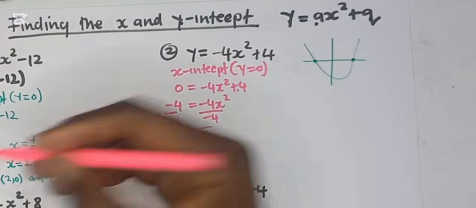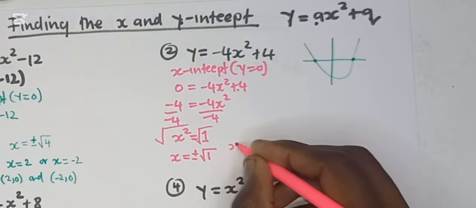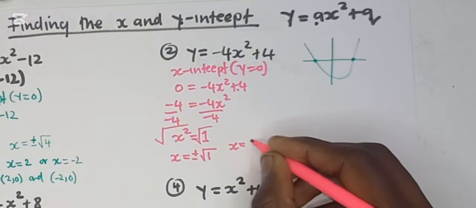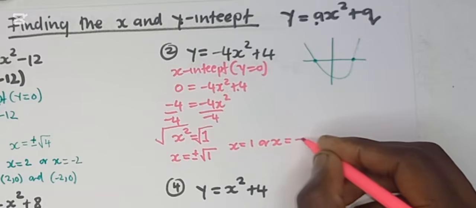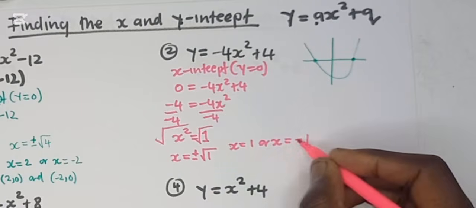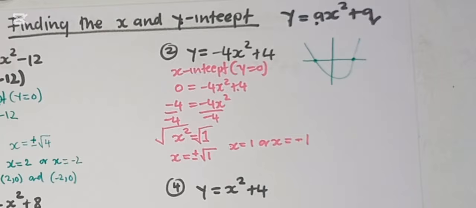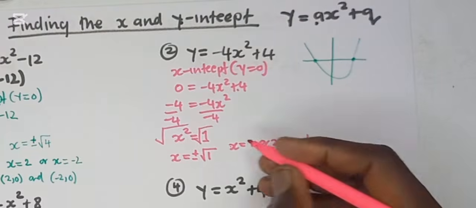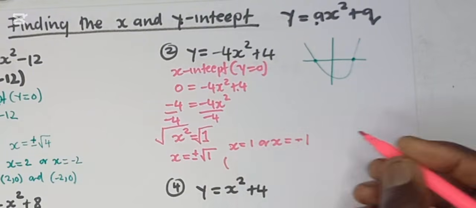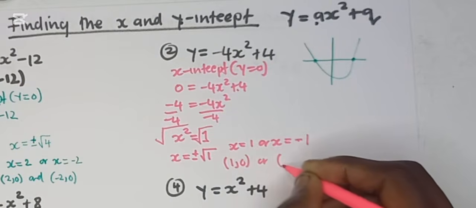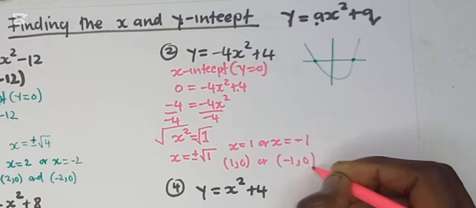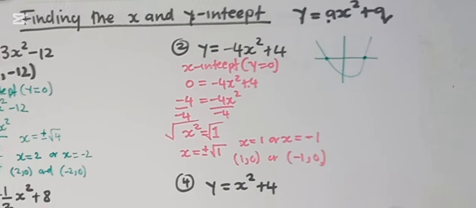So we're still going to do the same thing over here. Your first x is going to be equal to 1, and the second x is going to be equal to negative 1. So this is not the x-intercept; it is the x-coordinate of the x-intercept. The x-intercept is the coordinate that we're going to find here. It's going to be (1, 0) or (negative 1, 0). This is how to find the x-intercept.